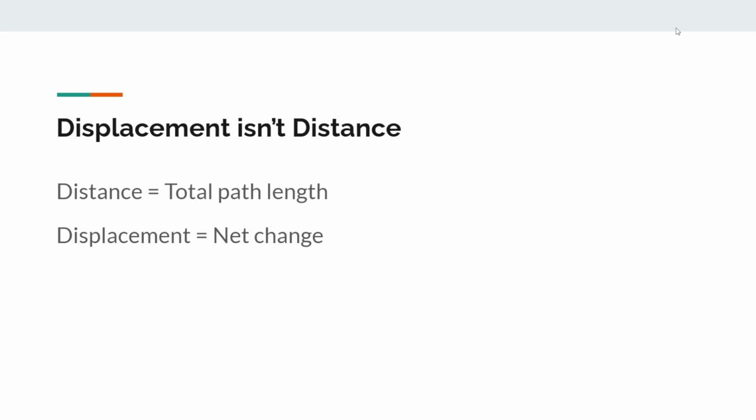So now, displacement versus distance, as we just explained. Distance equals the total path length. Displacement equals the net change, or how much you actually moved in one direction. And that's 2.1.